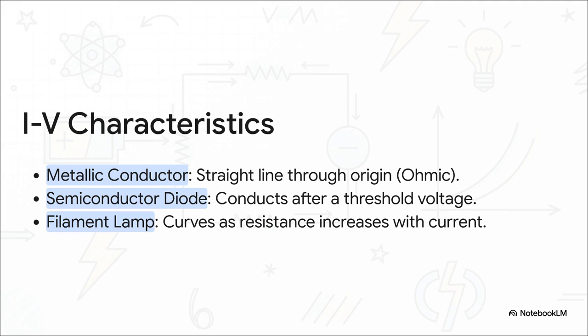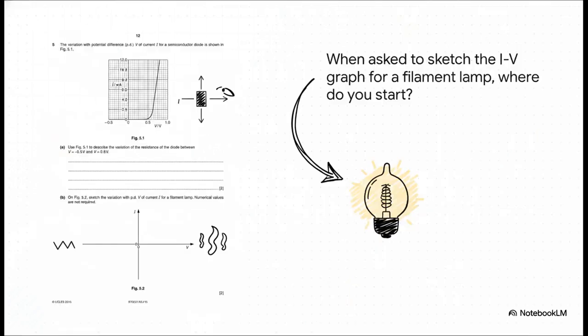And the filament lamp, that's the really interesting one. So imagine you turn the page in your exam and you see this, blank axes. The question asks you to sketch the IV characteristic for a filament lamp. You know it's a curve, but which way does it bend and why? Getting this right isn't about memorizing a shape, it's about understanding the physics behind it.